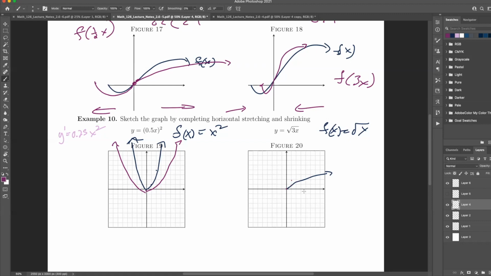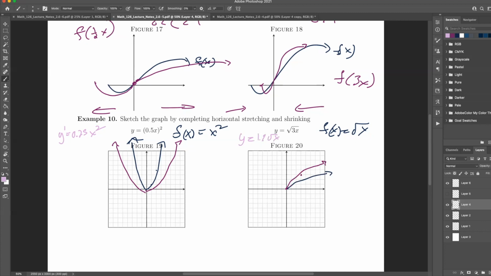See if I can get another good point. Here at 3, 3 times 3 is 9, so that's 3, so that's up here. And so it looks like this. Notice that looks like the same thing as stretching it, because here, if I pull out this 3, I can say it's 1.7 something, I think, right? Square root x. So they end up being the same.